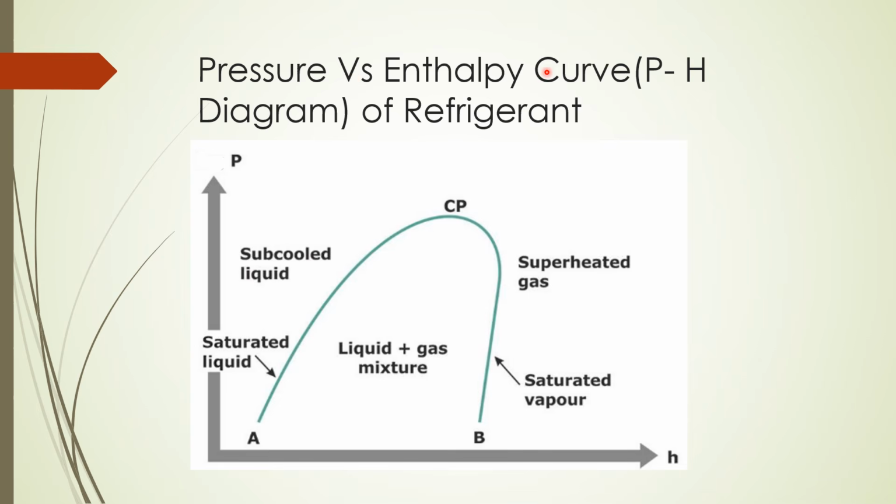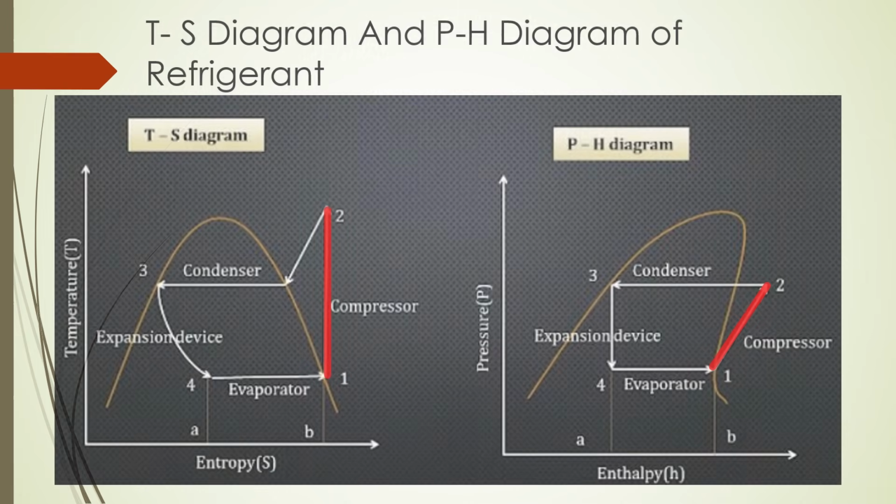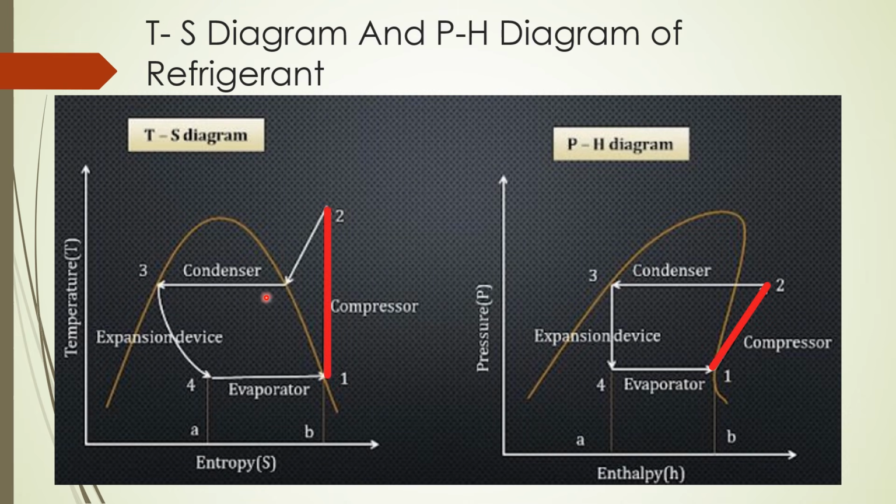Pressure versus enthalpy curve. We can also call this the PH diagram. Here it is like the TS curve: here is the liquid side, the liquid and vapor side, and the vapor side. This is a saturation line.